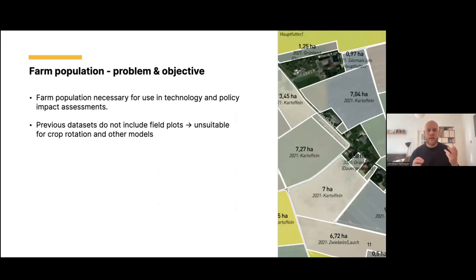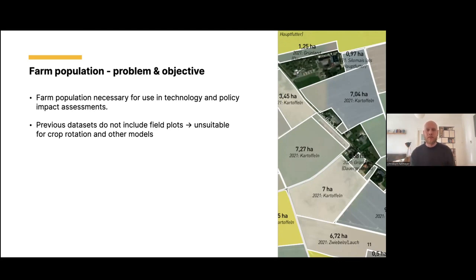As I already said earlier, the farm population is necessary for use in technology and policy impact assessments. We just had the example of the new fertilization ordinance, which was put into place in 2020. For these kinds of things, it's obviously not enough to just look at one farm, which is fine for a decision support system. If it works for one farm, that can be enough. But for policy assessment, we at least need to see what type of farms are affected, what regions are affected.